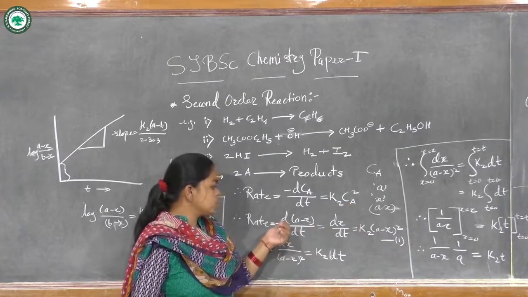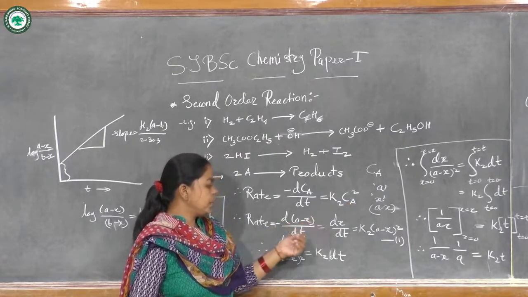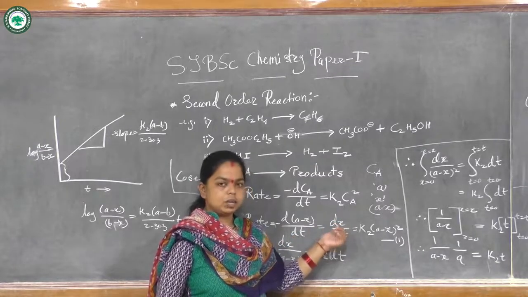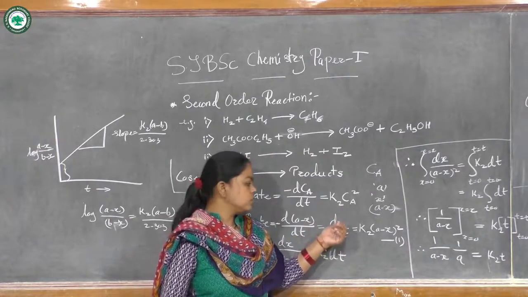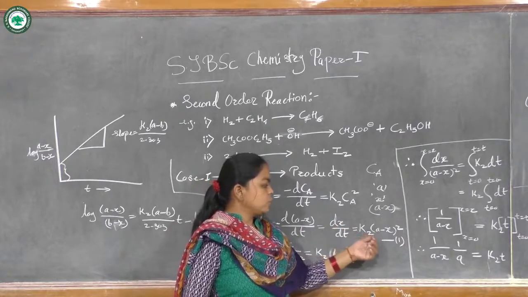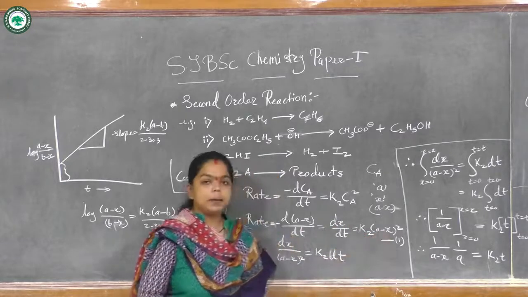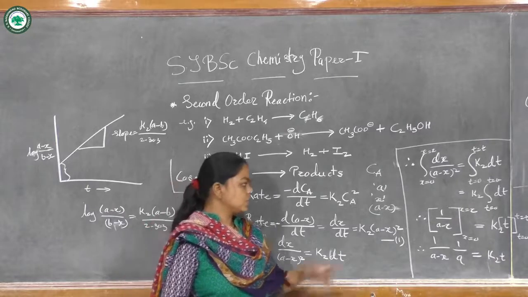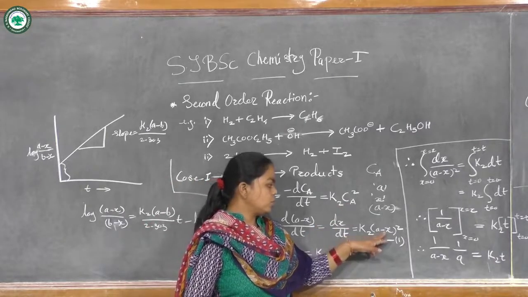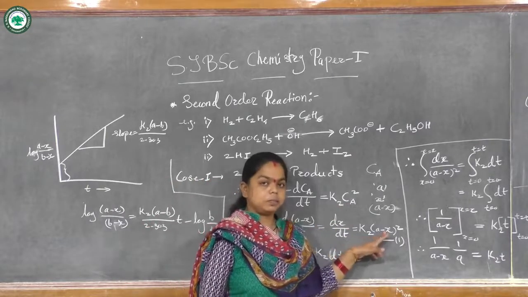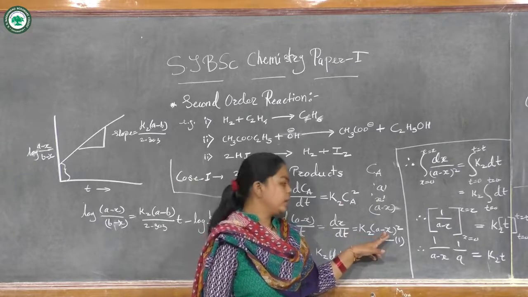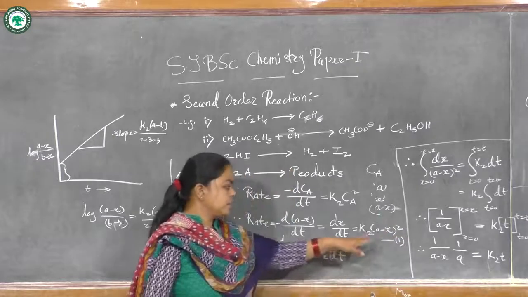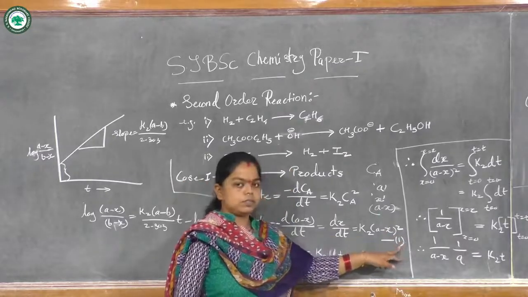So rate equals minus d(A minus X)/dt, which is equal to dx/dt, that is the concentration of the reactant which has reacted, equals K2 into A minus X, which is nearly equal to Ca. So Ca is now A minus X, the final concentration of the reactant, raised to 2. This is equation number one.